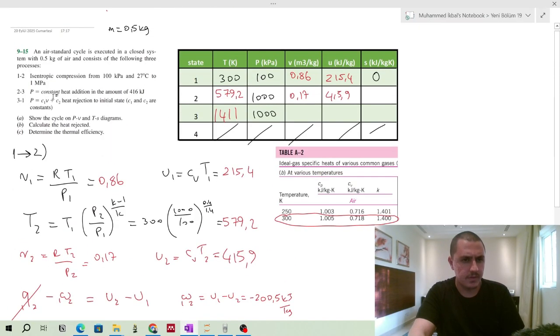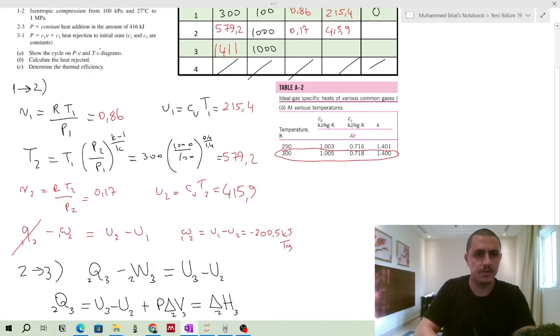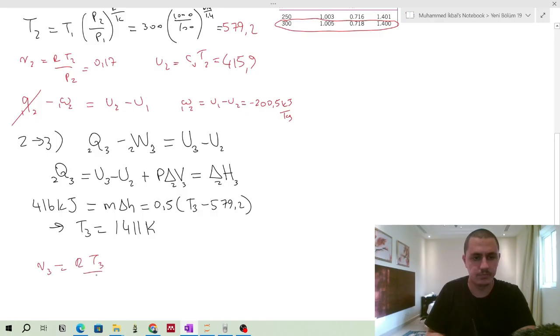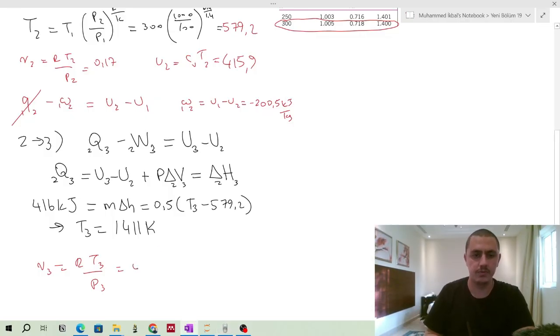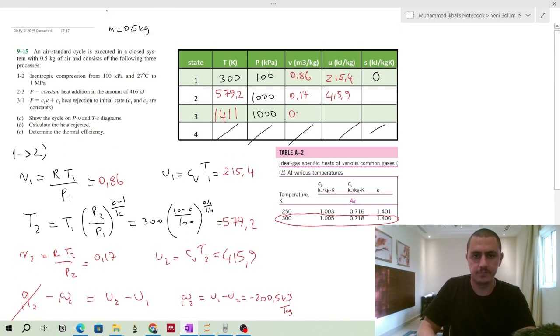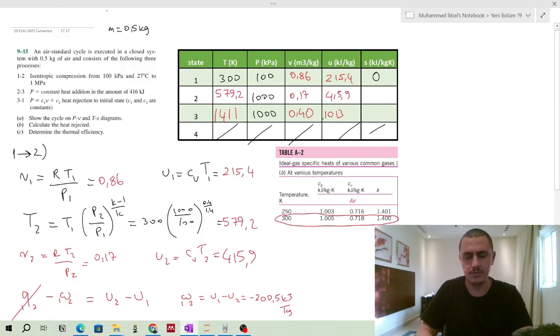So now actually we can calculate V from the ideal gas law. So 0.40, right? What about this internal energy? You can calculate it from CvT. But I think we will not need it, I don't know, we will see. For Q input, Q output, we already have Q input. So Q, yeah, I think we are going to need this value.